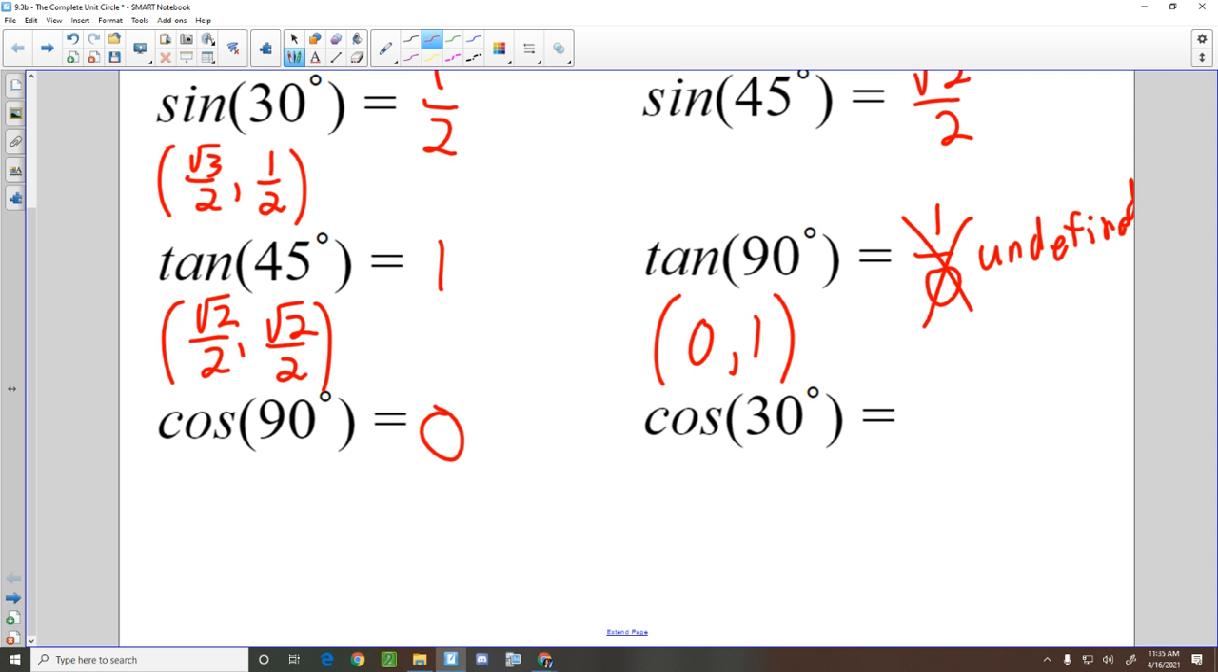Then finally, we have the cosine of 30 degrees. Now let's look back up here at our 30-degree coordinate. Cosine, is that the x or the y? Think about that first, and then just tell me, what's the cosine of 30 going to be? Yeah, the x-coordinate is the square root of 3 divided by 2.